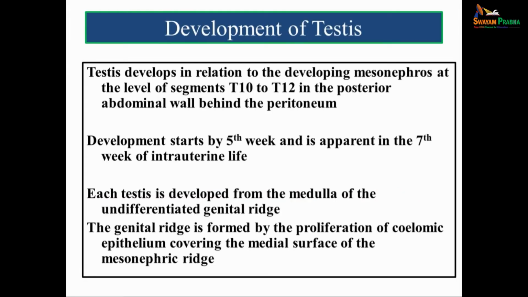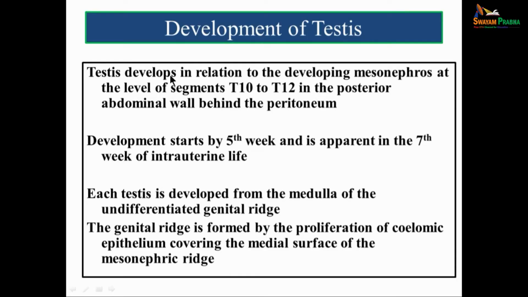Now, I am just going to briefly discuss the development of testis. The testis develops in relation to the developing mesonephros at the level of segments T10 to T12 in the posterior abdominal wall behind the peritoneum. The development starts by 5th week and is apparent in the 7th week of intrauterine life.